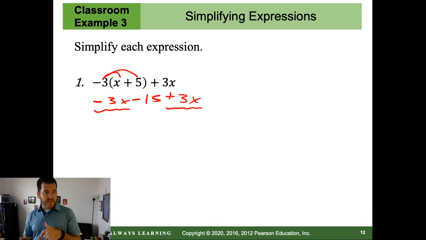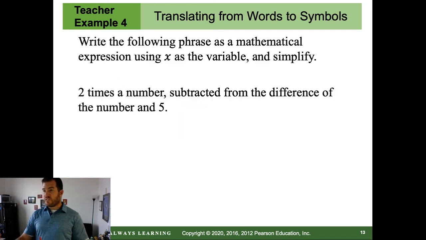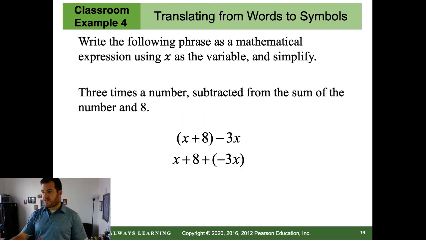There were some people in class today that thought I have to have an x term. Like I just have to. It makes sense, but you don't have to, okay? So if I have negative 3x plus 3x, those are going to cancel, so I'm just left with negative 15. So that is my final answer. Some people were concerned, thinking I had to have an x out here because there's a variable in the original expression, so I have to have a variable in my answer. That's not always the case, and this is one of those cases where that's not the case at all. Okay, so we didn't do this in class today, so don't worry about that.